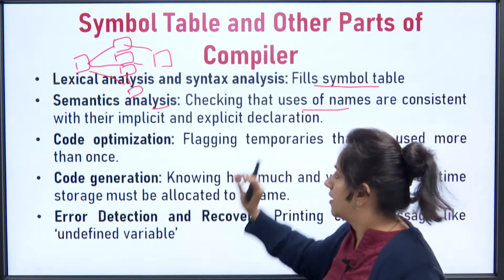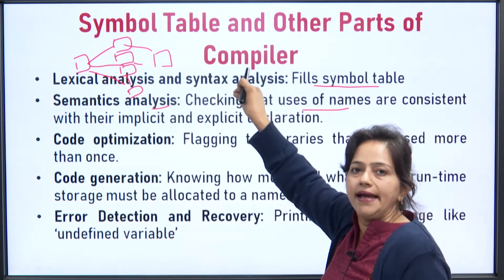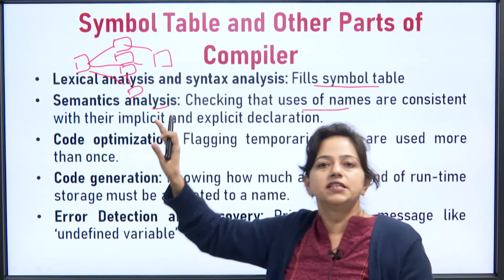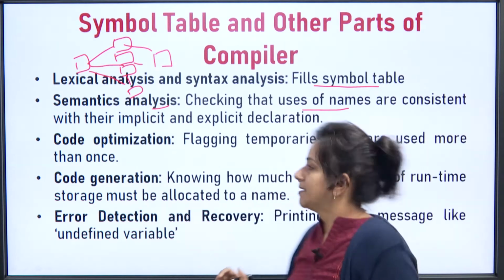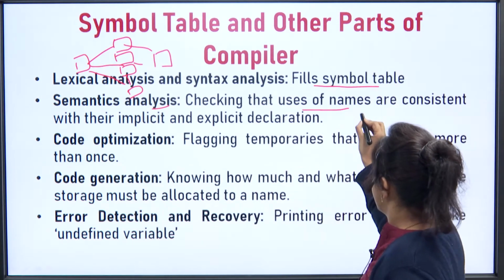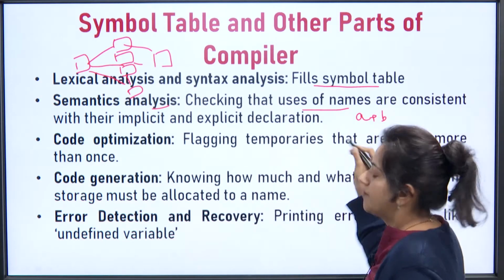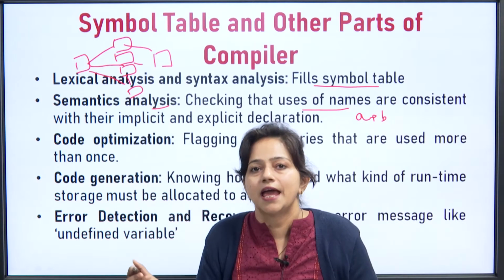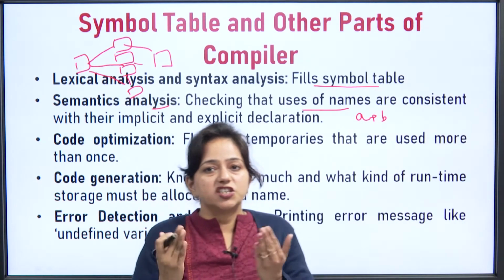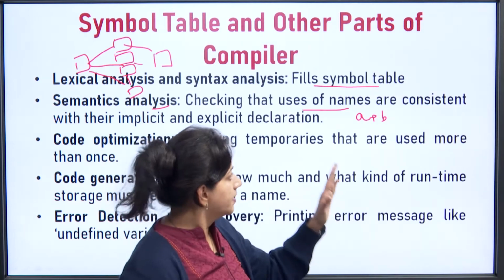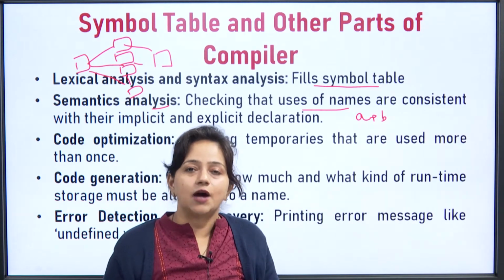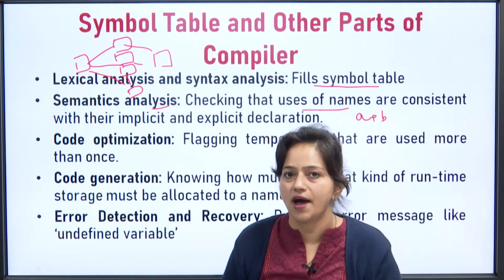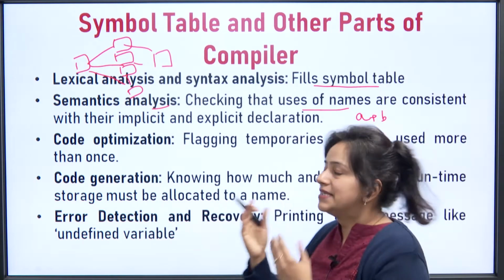So, here we have already stored the information, and at the time of semantics it will be checked whether the grouping is meaningful or not. Like suppose we are doing a plus b, one is of float type, another one is of integer type, and such addition is not allowed, then appropriate action can be taken, or if it is allowed, then again appropriate action is required. So, it will check the consistency.